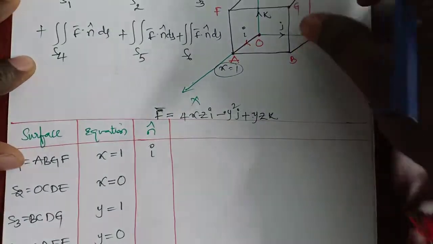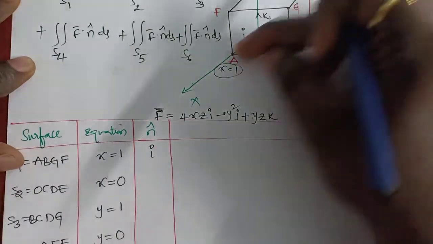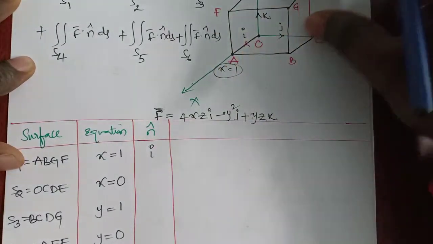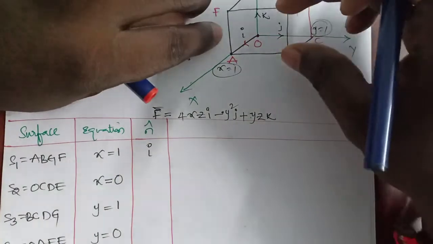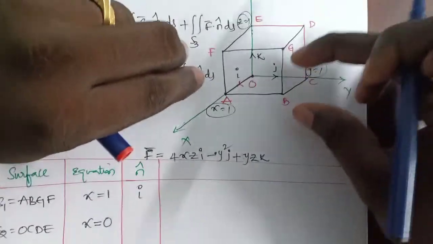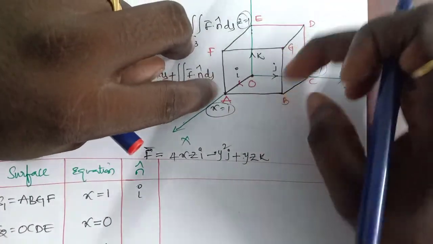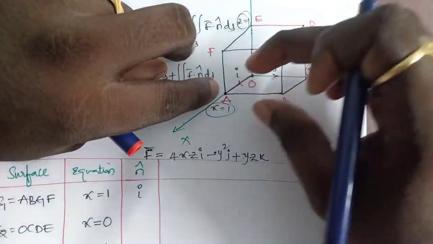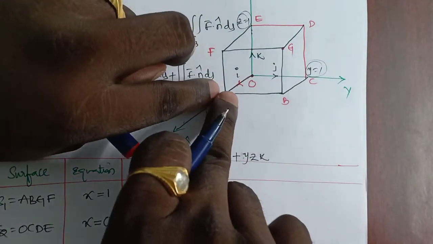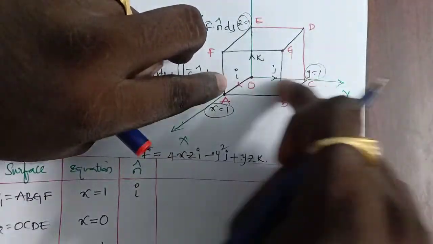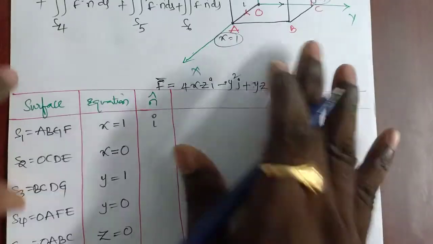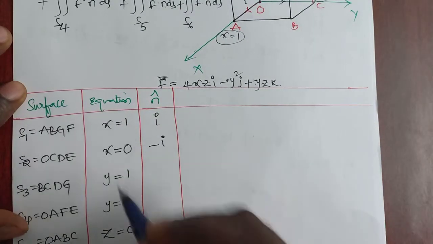Now coming to the back surface. If the front is a positive direction, the back surface is clearly the negative direction. So this is the front surface. Now coming to the back surface, ABGF. It should be like this. So here it has a negative direction, so it is minus i.